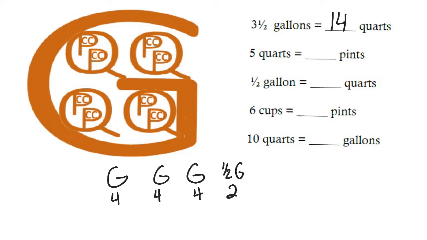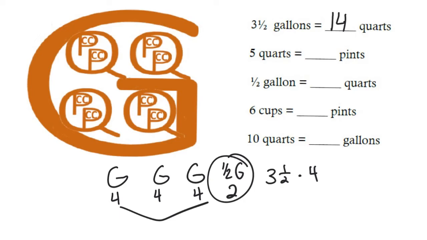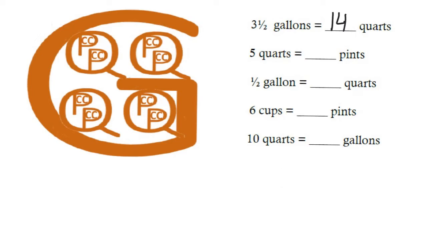Another way you could do this problem is simply by doing 3.5 times 4. 3 times 4 is the 12 that we talked about right here, and 1/2 times 4 is the 2 that we pulled right here. Okay, let's move on to the next question.